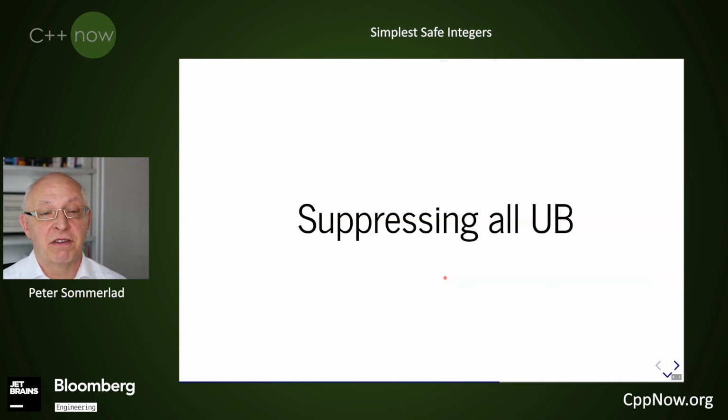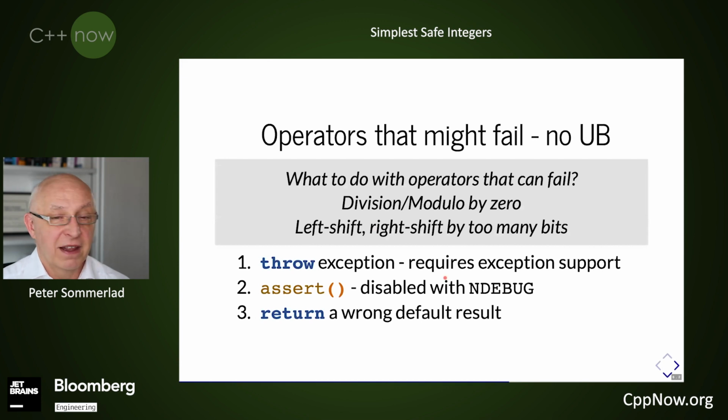Now, how do we get rid of all the undefined behavior? What can we do with operators that might fail, like division or modulo by 0, or might have implementation-defined behavior, like the left-right shift with too many bits? And there are three fundamental options in, let's say, normal C++ code.